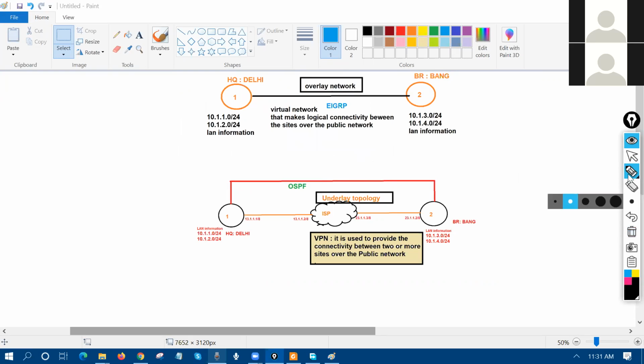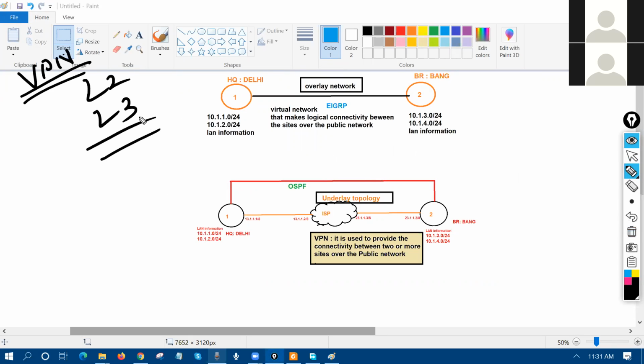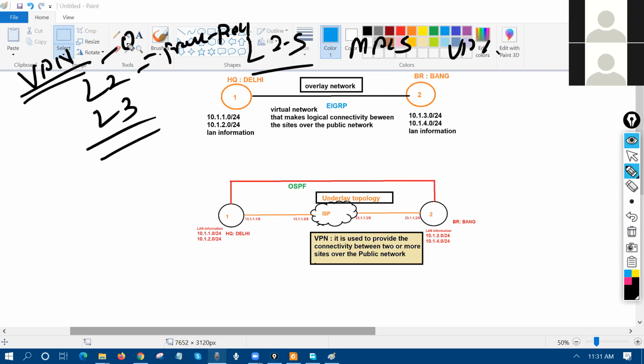So in VPN, we have multiple types of VPN. We have a layer 2 VPN and a layer 3 VPN. We have a layer 2.5 as well, which is known as the MPLS VPN. In layer 2, we have Frame Relay and Q-in-Q tunneling. That's also part of the layer 2 VPN.